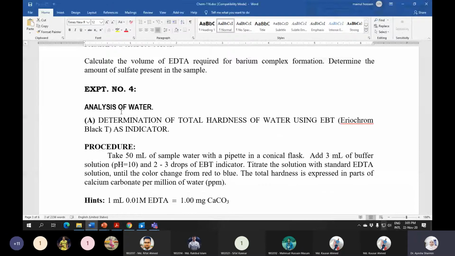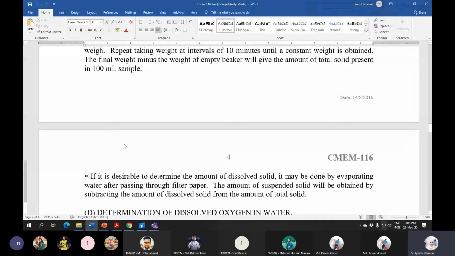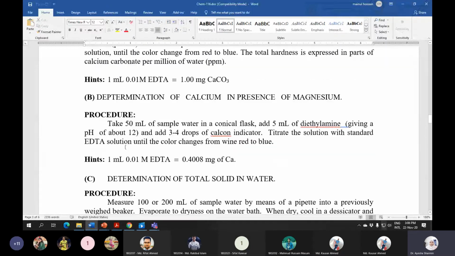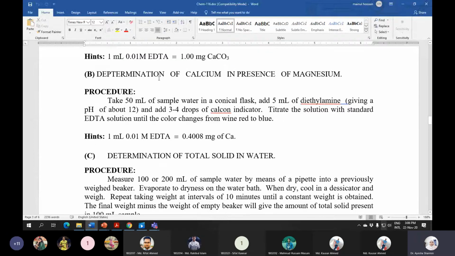So first thing you have done, you have seen how to determine the hardness of the water using the EBT indicator. However, then we have some other experiments. We also did this one, the determination of the calcium in the presence of magnesium. However, the part C, which is determination of total solid in water.